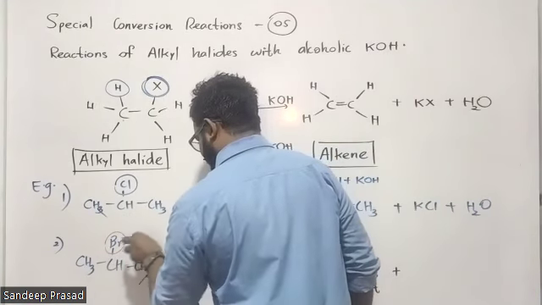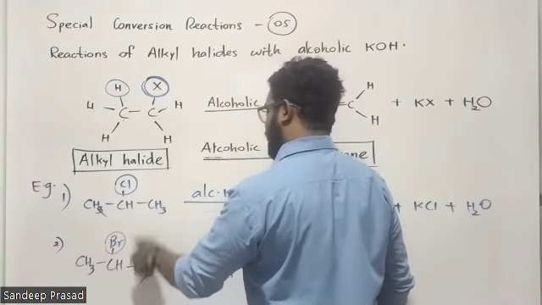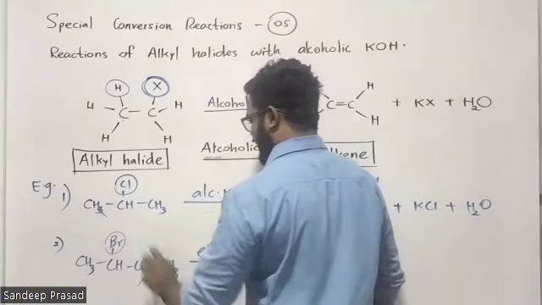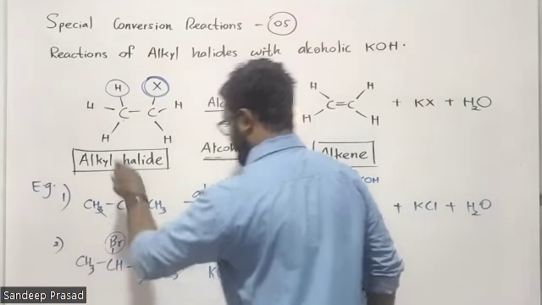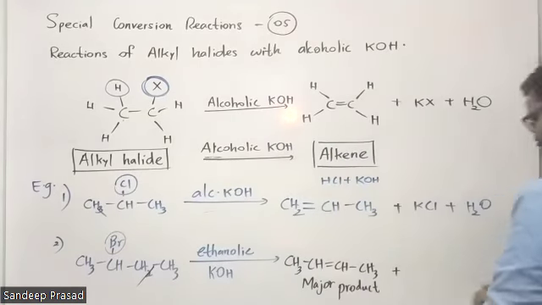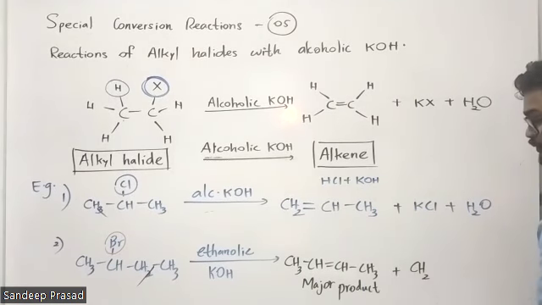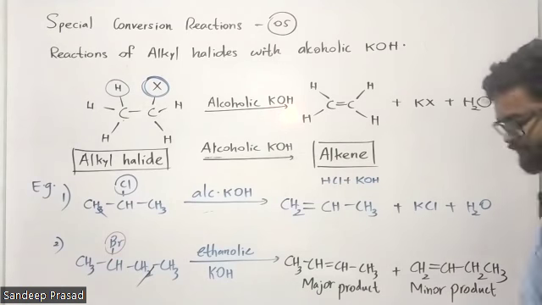Bromine is eliminated with the hydrogen atom on the carbon atom which is connected to the poor number of hydrogen atoms. But we can violate that rule and remove one hydrogen from the carbon atom which is rich with hydrogen. That means the left hand side. So that will be the minor product, CH2=CH-CH2-CH3. So this is the minor product. Major product and the minor product.